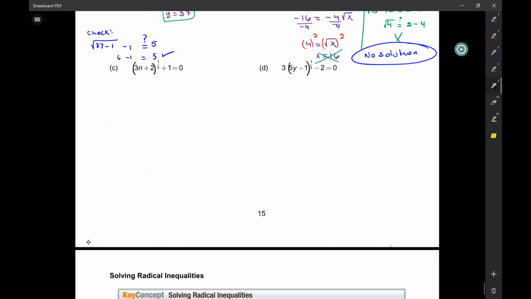Okay, so let's do this next one. What do I do first for this next one? Subtract 1. And now I get (3n + 2) to the power of 1/3 is equal to negative 1. Now, here I have the power of 1/3. I want to make that go away. I want to make that an exponent of 1. So what do you think, Ariella?